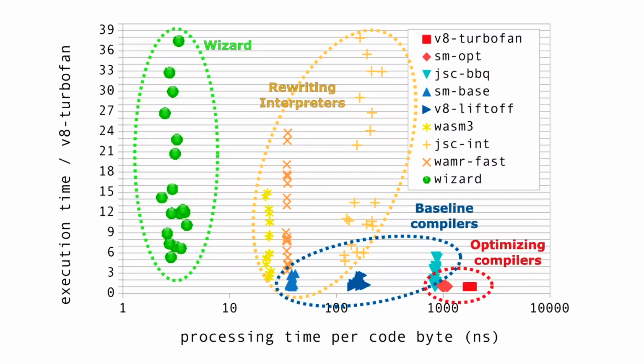And so the key is that Wizard, because it's just that little delta on top of the validation time, which is building the side table, it's way over here. So the processing time that you need per code byte is very, very small, but obviously you're running an interpreter, so you're going to be in the 10x range. But it pretty much lines up with the rewriting interpreters. So this one, I think, is Wasm 3, you can see it's a really fast rewriting interpreter, but it's an interpreter, right? And JSC int and Wizard are kind of the same thing, but shifted over by how much work you have.